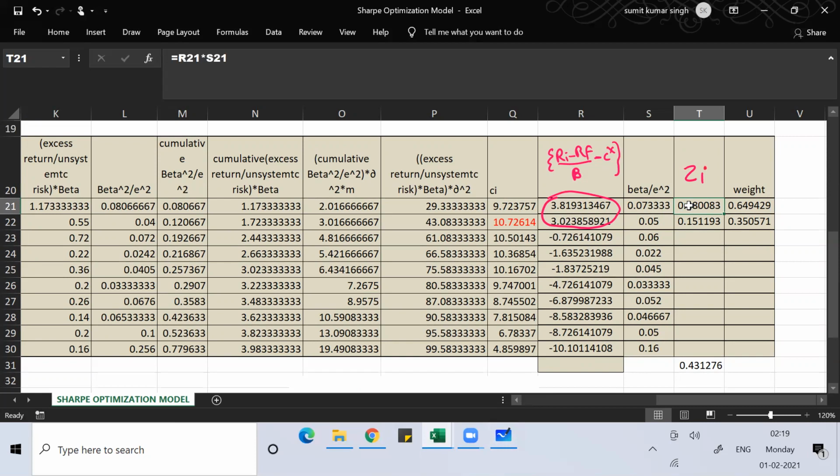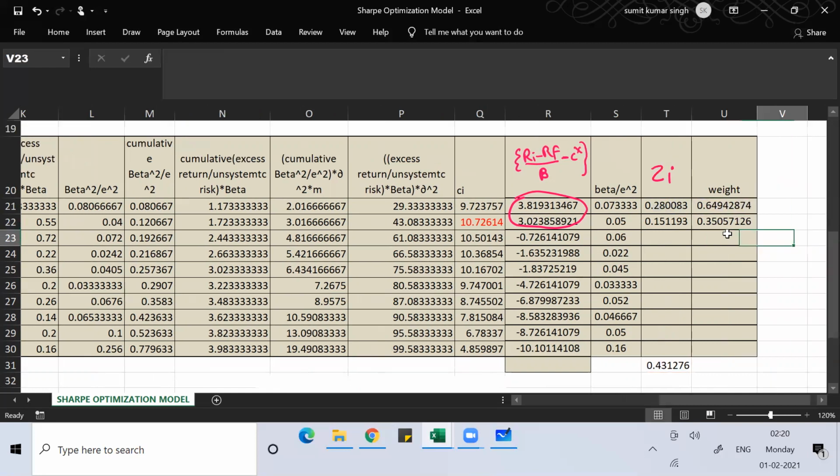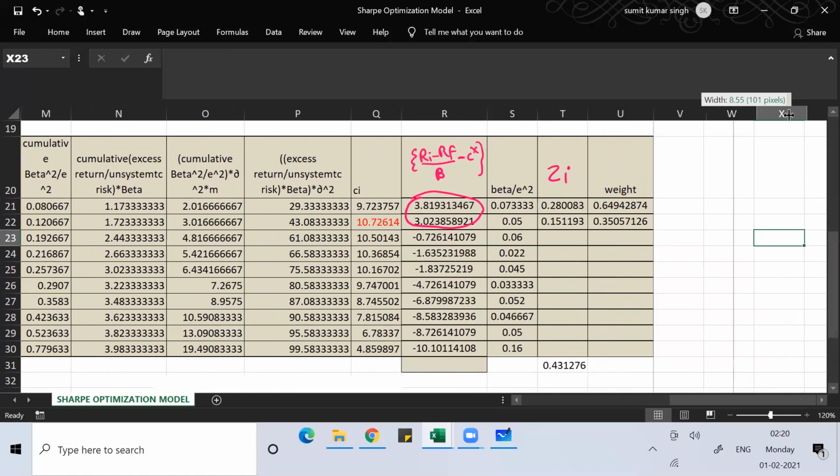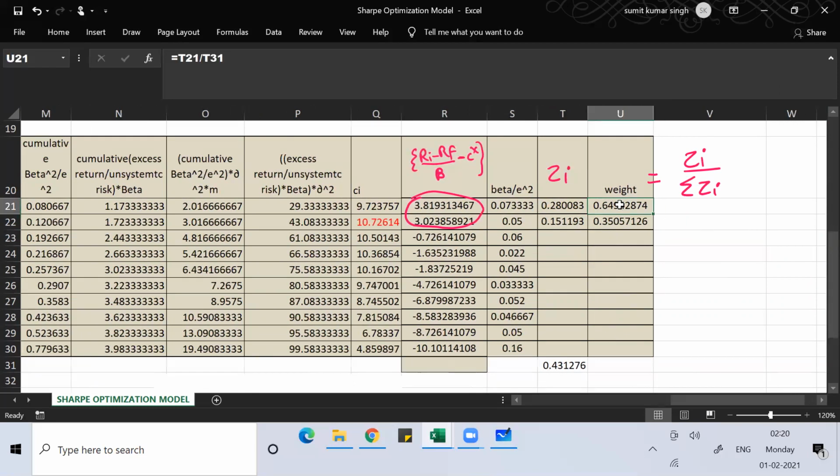Once you get the Zi value of each stock, you can find the weight of each stock. Very easy. The weight is the individual Zi value divided by the sum of Zi values. That will give you the weight of each stock in the portfolio. That is the way you need to do it when solving a problem based on the Sharpe optimization model.